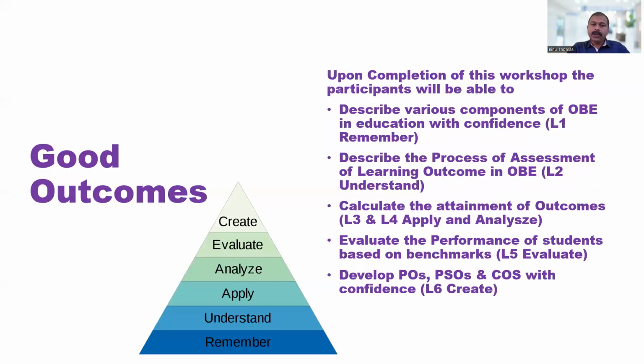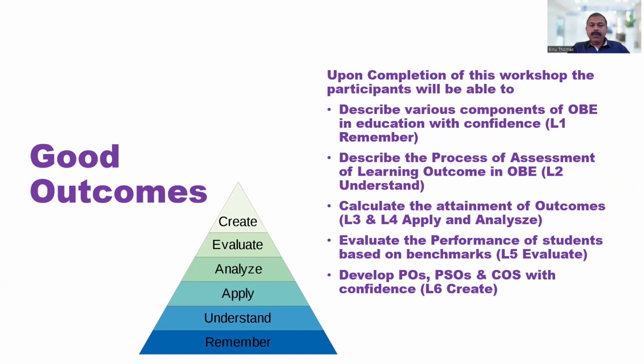So instead of this, if I rewrite my outcomes like this: upon completion of this workshop, the participants will be able to describe various components of OBE in education with confidence. If you are able to describe, it means you are at the first level of Bloom's taxonomy, where you are able to remember something and you are describing. And if I say you will be able to describe the process of assessment, you will be able to describe this only after getting an understanding.